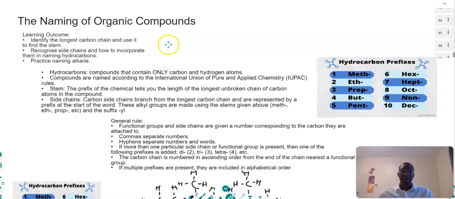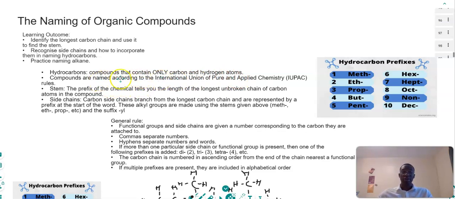So the first one is we're just going to focus on hydrocarbons, and hydrocarbon means it's a compound that only has carbon and hydrogen atoms. And that's a very common question that you tend to see in exam questions, and the key word in that is only.